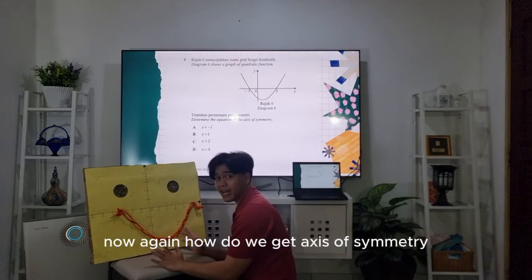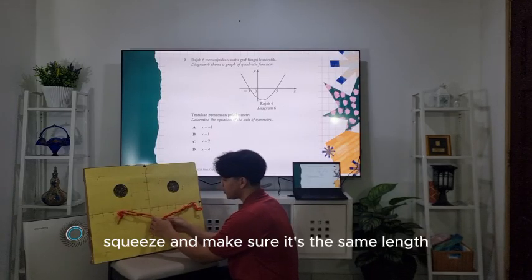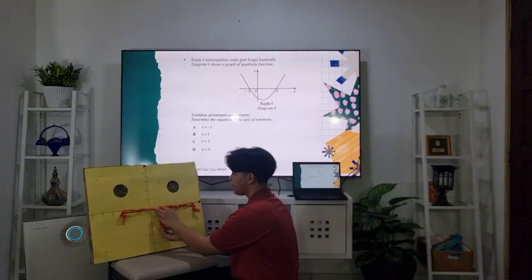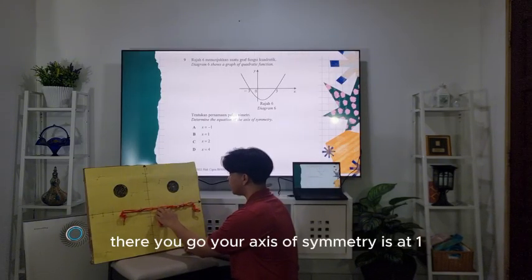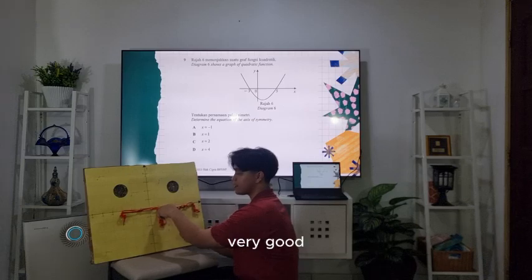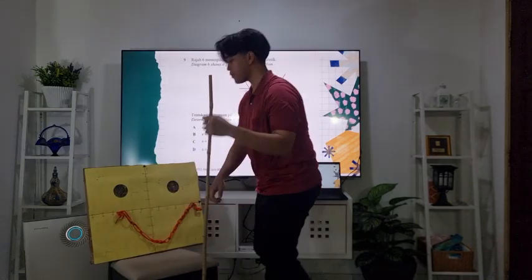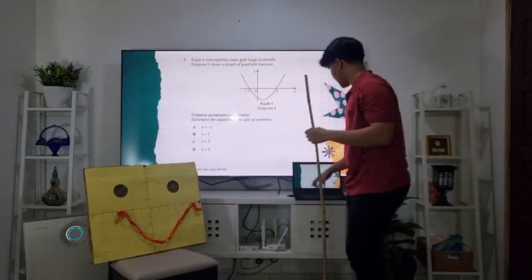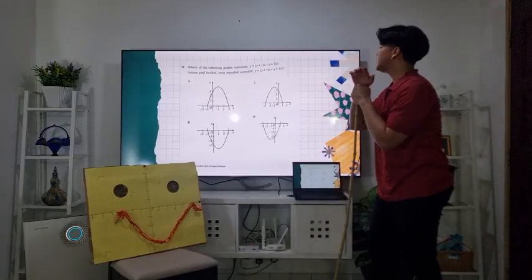Now again, how do we get the axis of symmetry? We squeeze and make sure it's the same length. There you go. Your axis of symmetry is at 1. Is it the same length? Very good. The answer of 9 is B. Let's go to the next one.